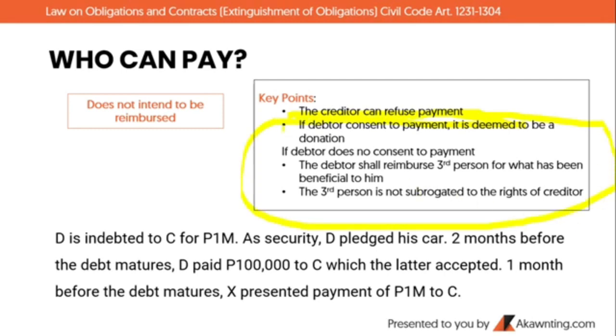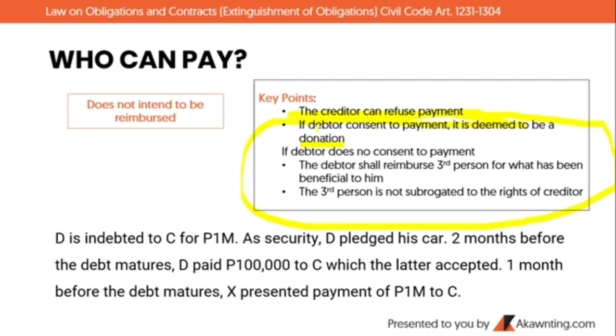So next bullet point, if the debtor consents to the payment, it is deemed to be a donation. Kasi after i-accept ng creditor, diyan nasusunod yung say ni debtor. So titingnan natin yung say ni debtor. Debtor, magko-consent ka ba? Okay lang ba sa iyo yung babayaran yung utang mo, tapos kahit hindi mo na siya bayaran? So, syempre, sino ba naman ang debtor na ayaw nun, mawawalan ka na ng utang. Okay, so yun ang mangyayari.